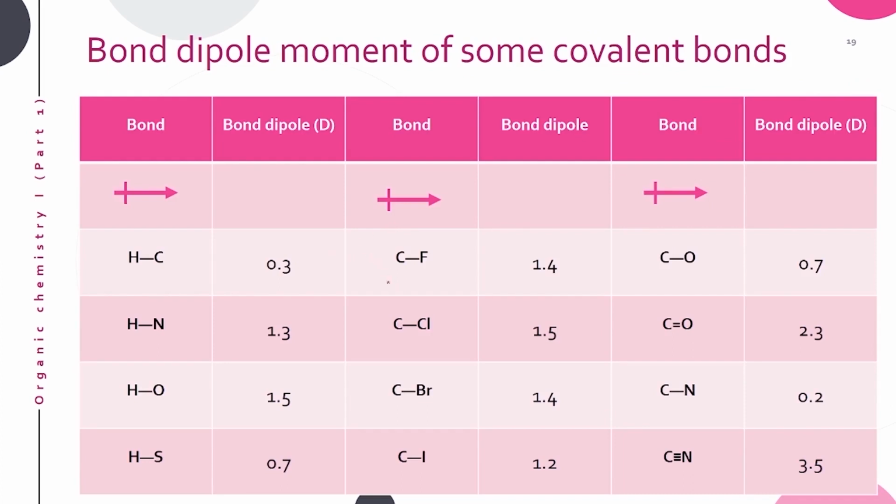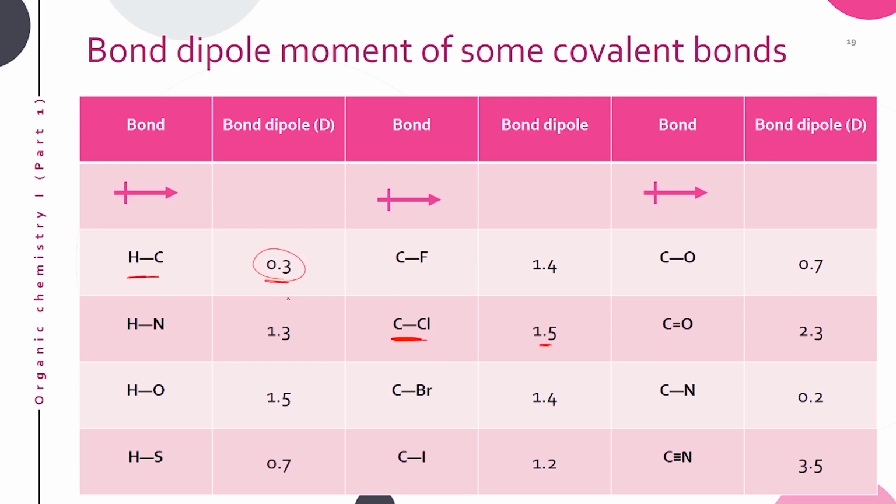You can see that the bond dipoles of some covalent bonds are higher than others. For example, the bond dipole of carbon-chlorine is equal to 1.5 Debye. It is higher than the bond dipole of hydrogen-carbon, which is about 0.3 Debye only.